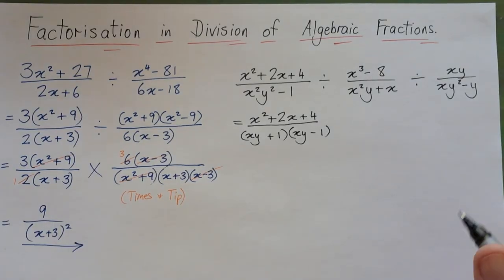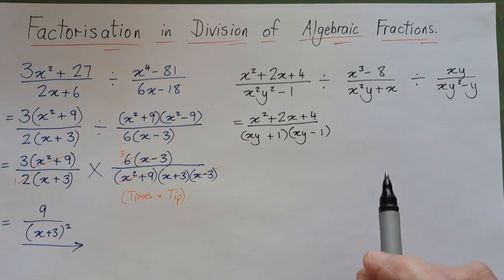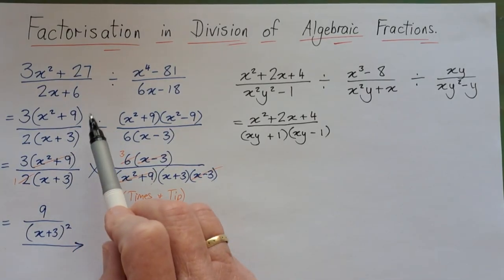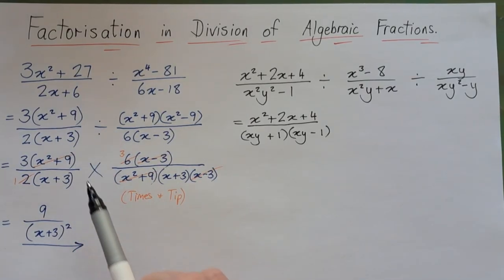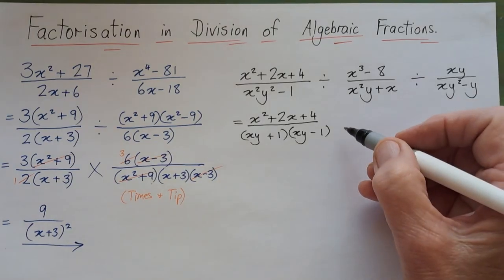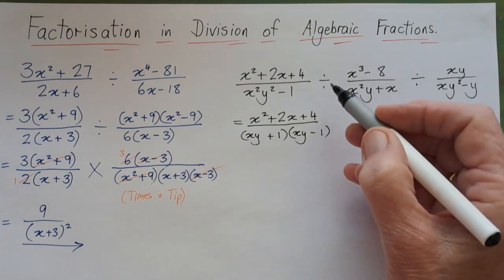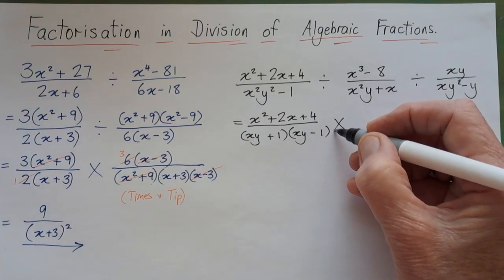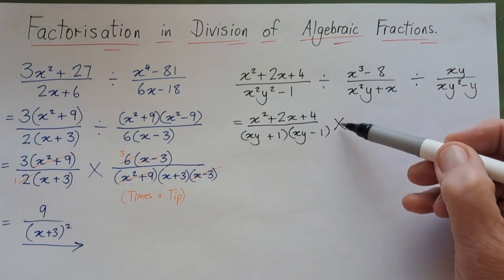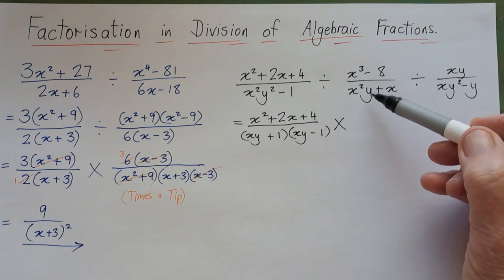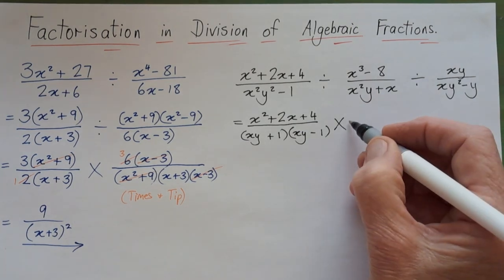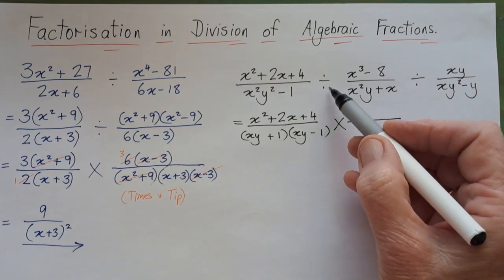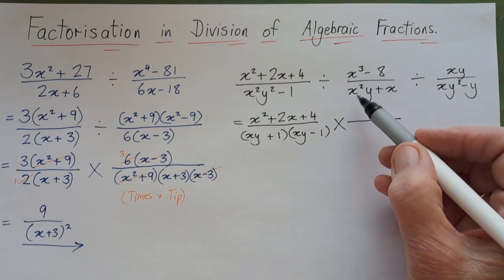So now I'm going to start getting clever and saving myself from doing an extra step. Here we did all the factorization and then we did the times and tip. I'm going to do the times and tip as I go. So I'm going to change this into a times sign, and remember, whenever you do times and tip, the sign you change will invert the very next fraction that comes after it. So this conversion, inverse operations, is going to change this one.